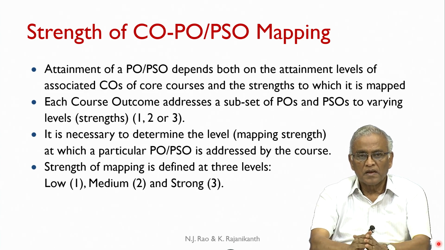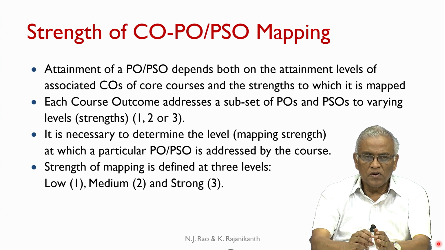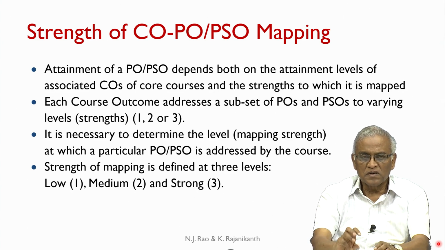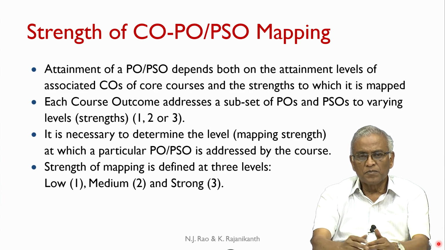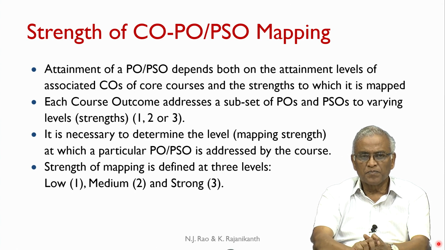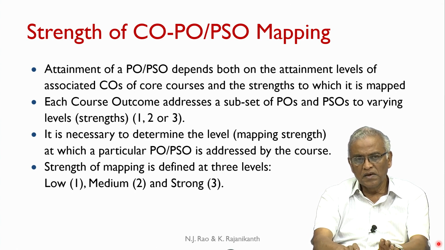So as we need to compute to what extent POs and PSOs are attained, there are two issues. One is that we are tagging our COs with POs and PSOs, which we have seen. But just because I merely address that, do I consider the PO addressed? If I briefly mention that aspect in my class, do I consider that it is adequately addressed? So we bring in the concept of the strength to which a particular PO is mapped to a CO. This we have looked at extensively in module 1. Attainment of a PO or PSO depends both on the attainment levels of associated COs of core courses and the strengths to which it is mapped.